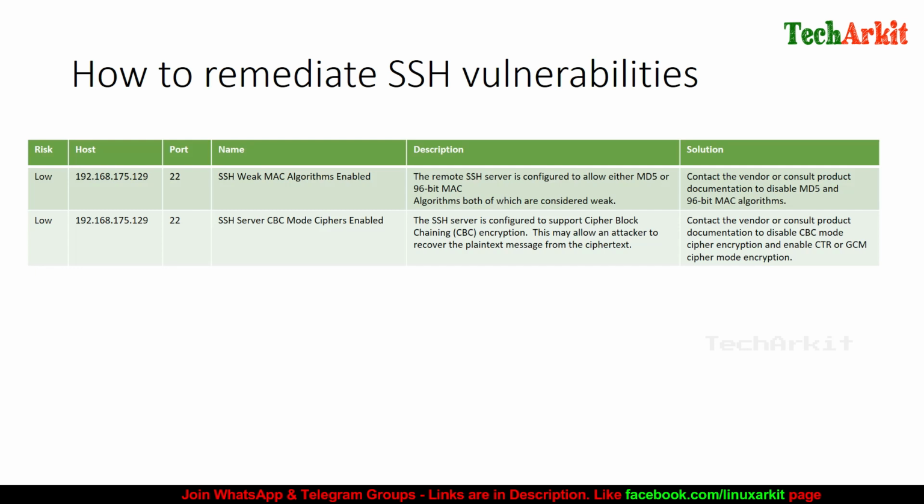Whenever you scan the server, you get something like this, saying that your server has some risk, which is low, along with the IP address, and SSH weak MAC algorithms enabled. The remote SSH server is configured to allow either MD5 or 96-bit MAC algorithms, both of which are considered weak. Contact your vendor and resolve this issue. The second one is SSH server CBC mode cipher enabled, where the server is configured to support cipher block chaining CBC encryption.